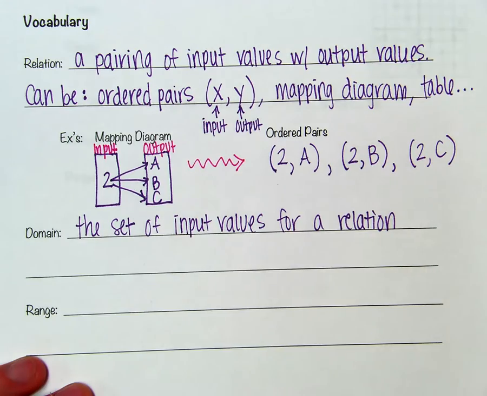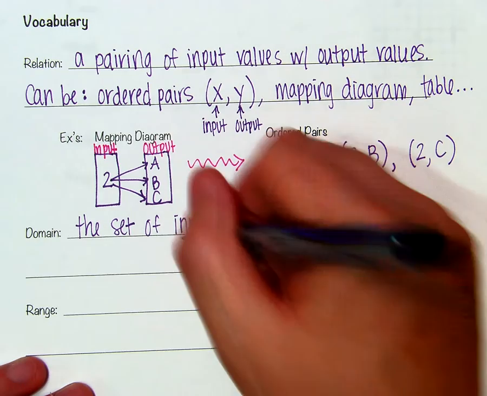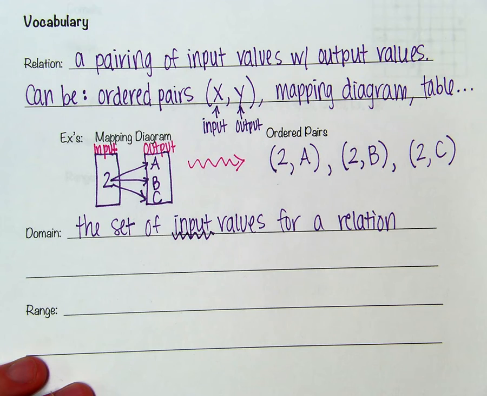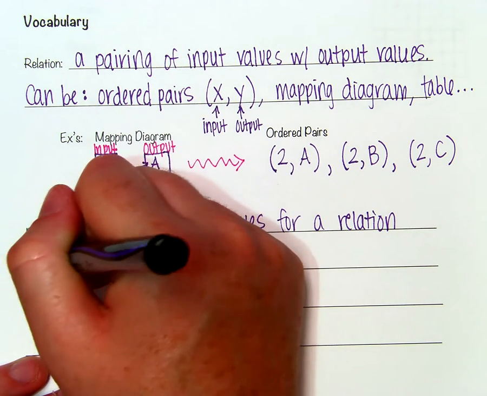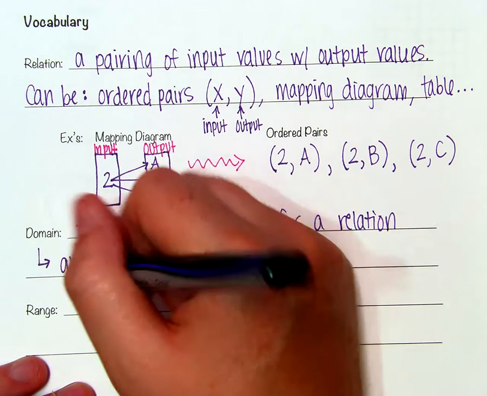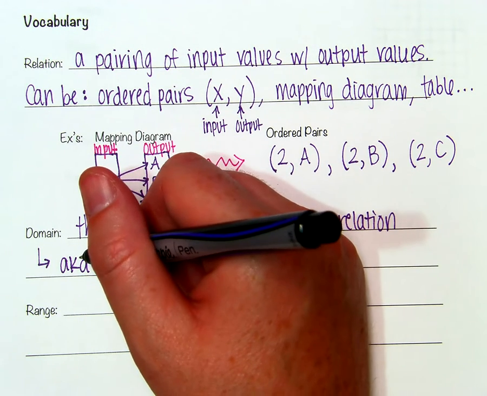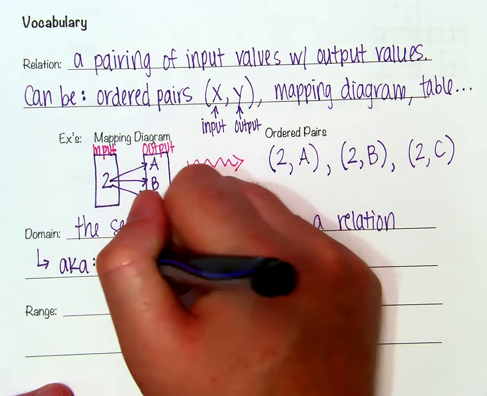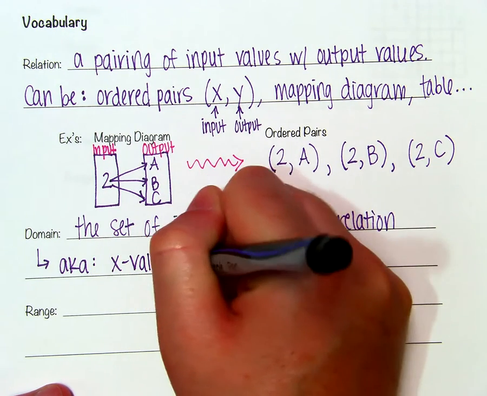All right, the set of input values for a relation. It's really important that you underline input in this definition, because domain is specifically the input. I'm going to also write AKA, for also known as. Sometimes you'll hear me or other math teachers, students, or math books refer to the domain as the x values. Domain is typically the x values.